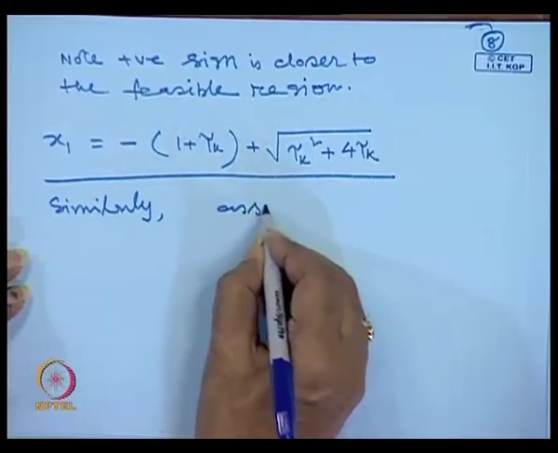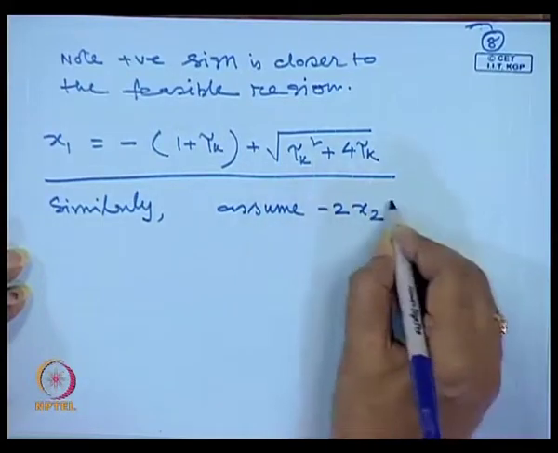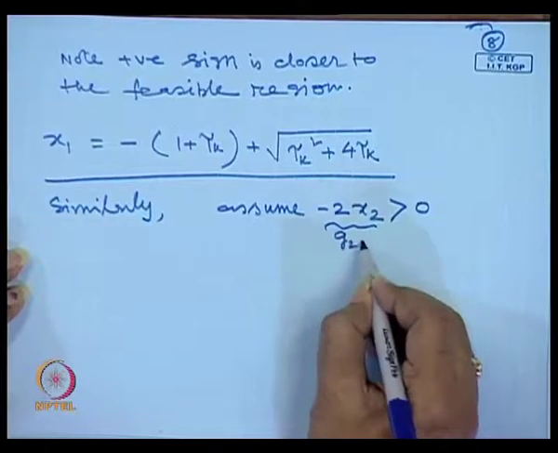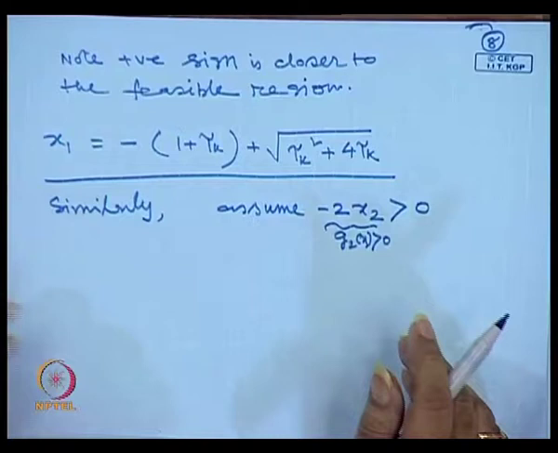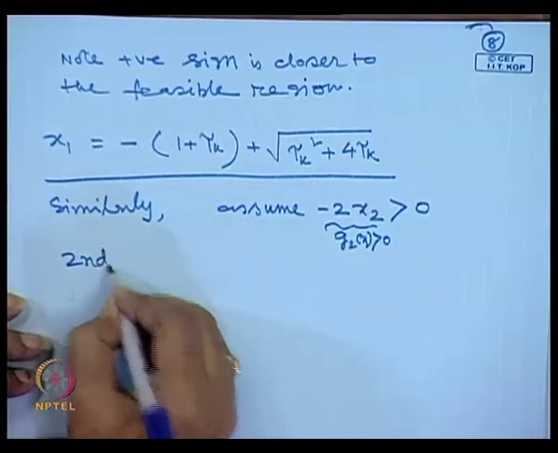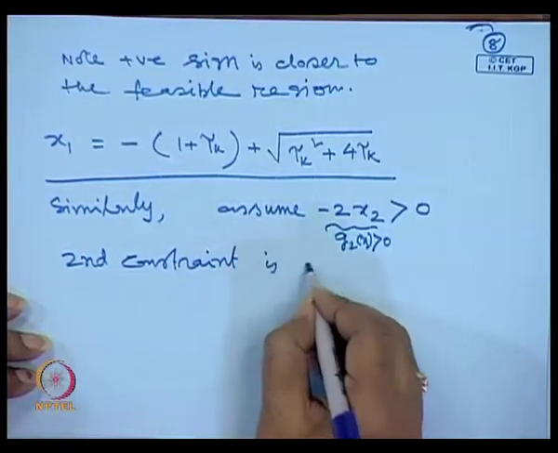assume g 2 x is greater than 0. The second, that is what g 2 x is greater than 0, means it is an infeasible region. So, if g 2 is greater than 0, the second constraint is not met.